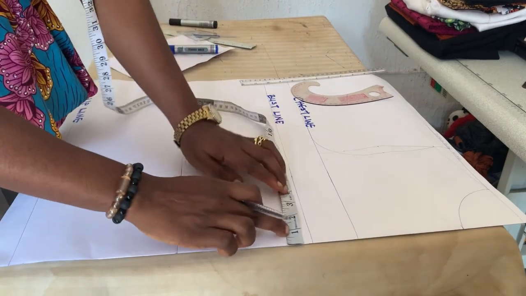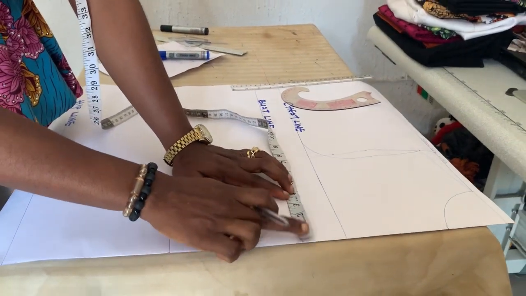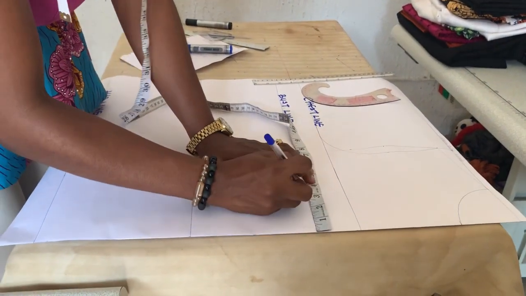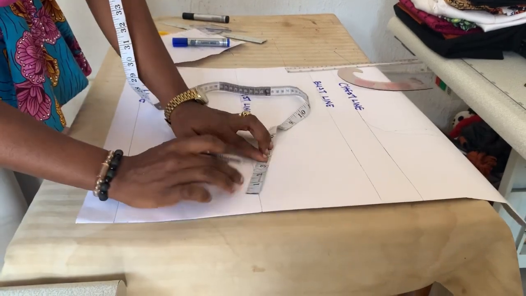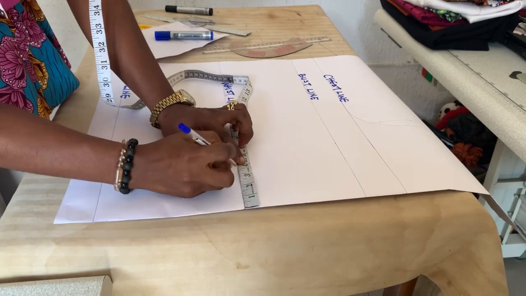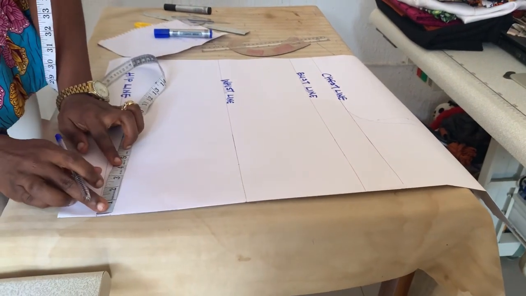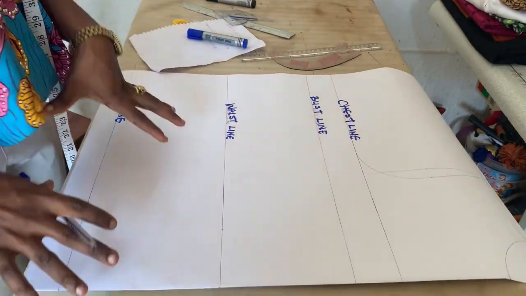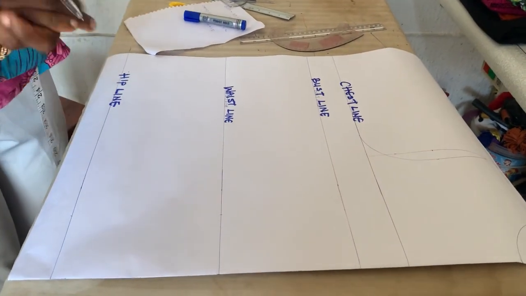So now I'm going to be measuring out that 3.5 inches on my bust line, on my waistline, and on my hip line. So now we're going on to the dart manipulation.